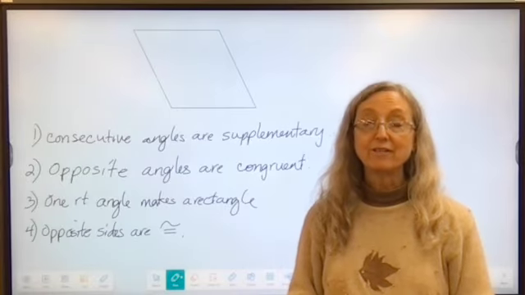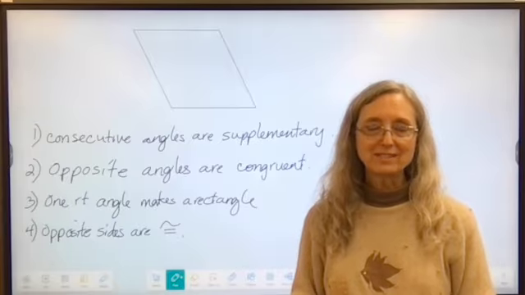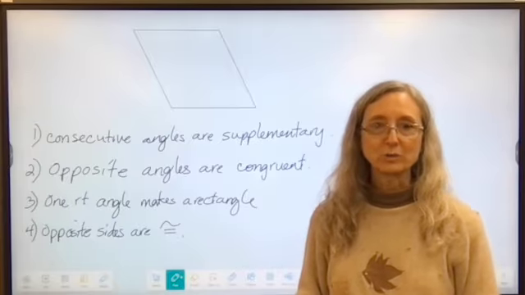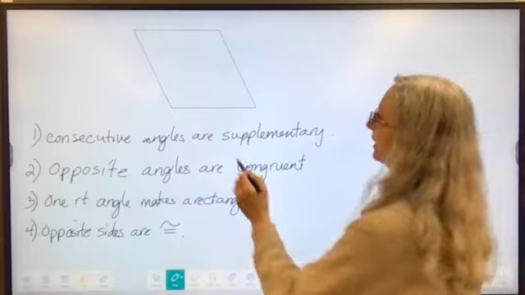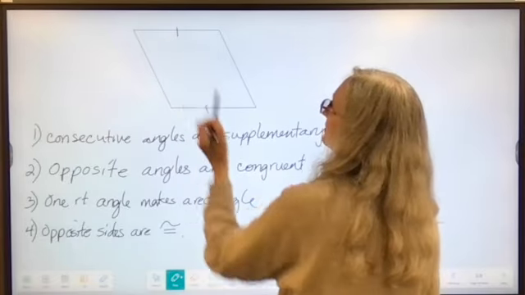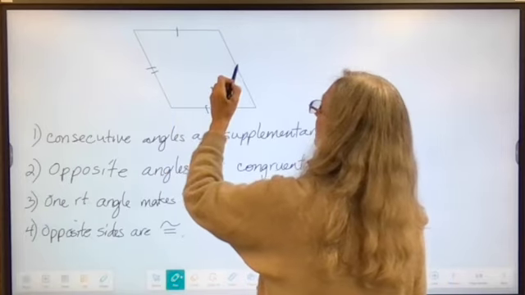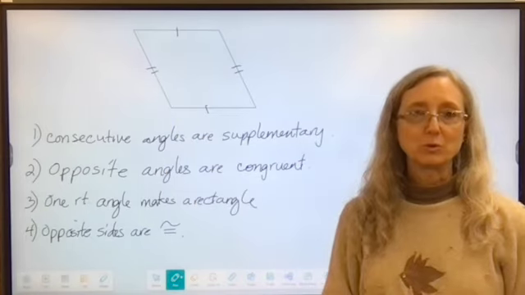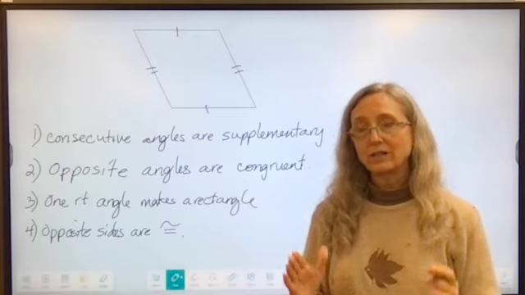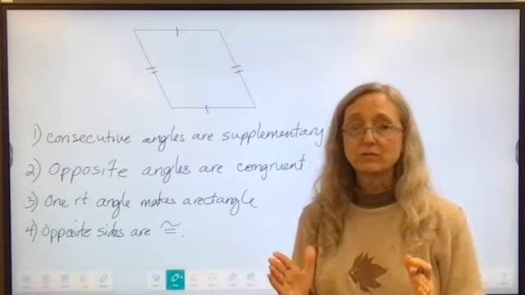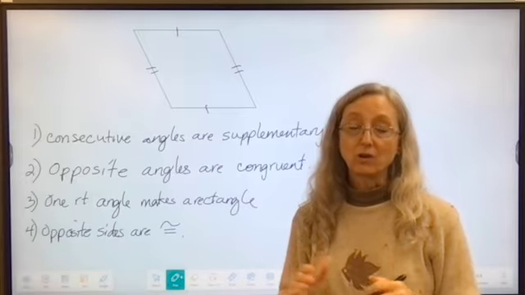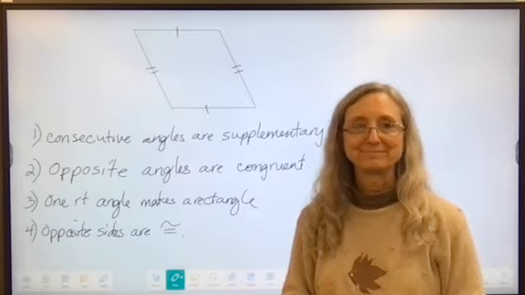Another characteristic of parallelograms is that opposite sides are always congruent. So in this parallelogram, these two sides would be exactly the same, and these two sides would be congruent to each other. So not only are the two pairs of opposite sides parallel, they are also congruent.